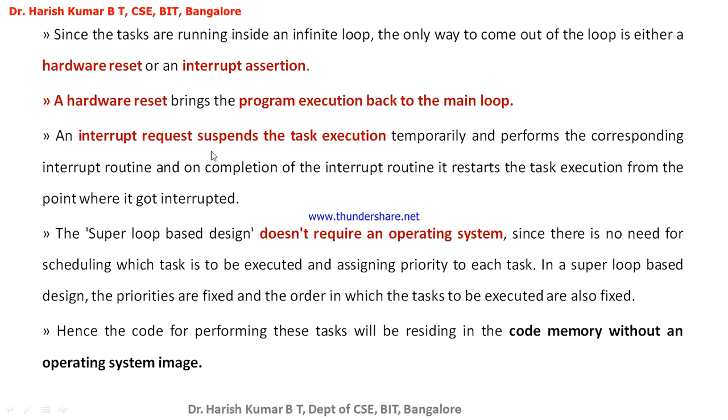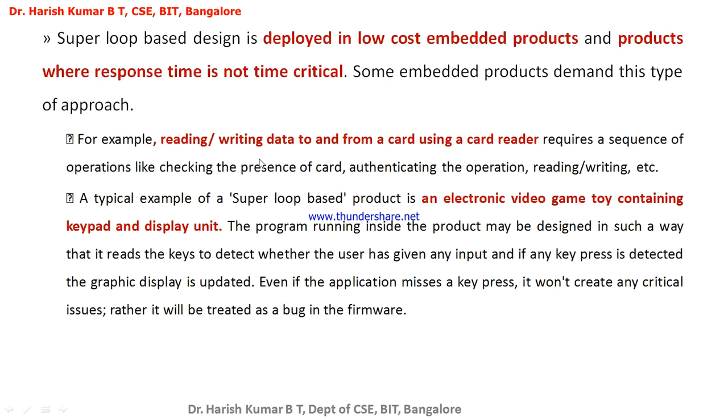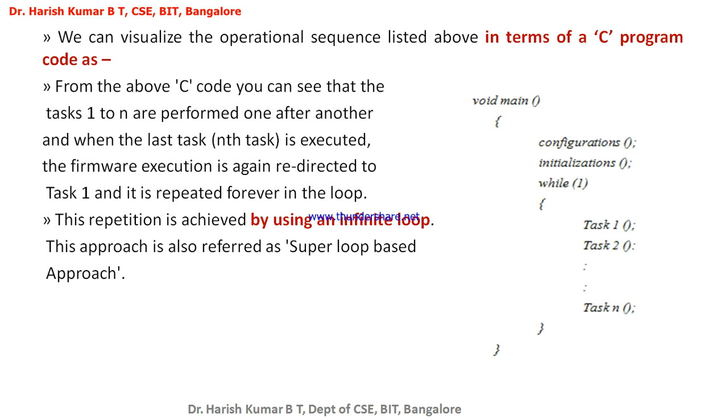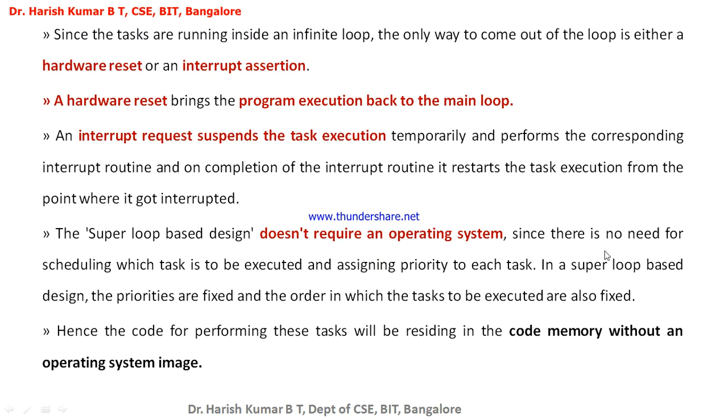What the interrupt request will do is, when these tasks are getting executed one after the other, if there is an interrupt, that interrupt will stop or suspend the execution of these tasks temporarily, and then it will execute the corresponding interrupt service routine. After the interrupt service routine is executed, the execution of the task will restart from the point where it got interrupted, or from the point where it got stopped.